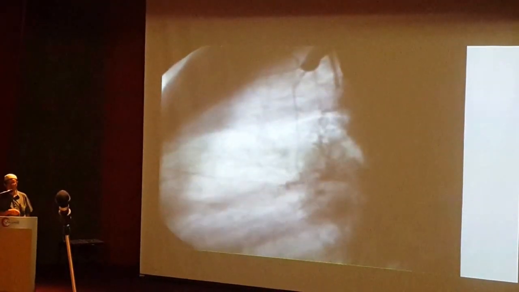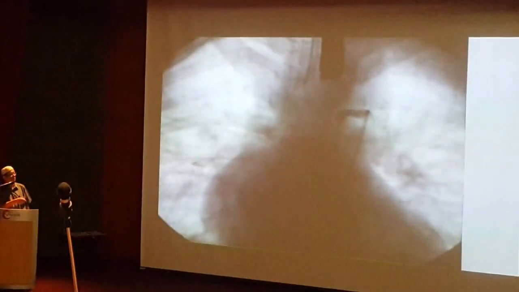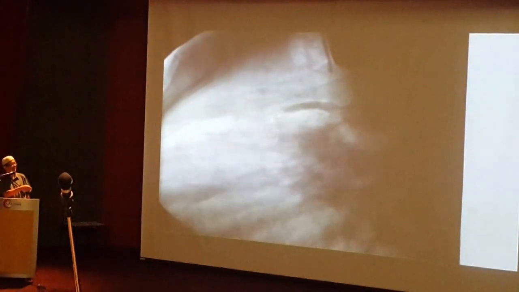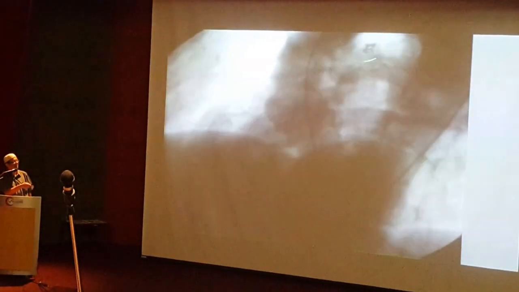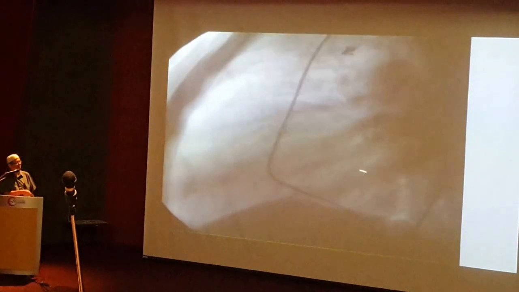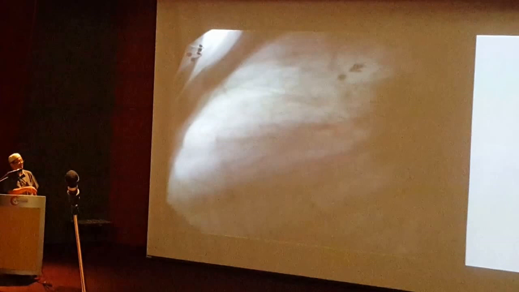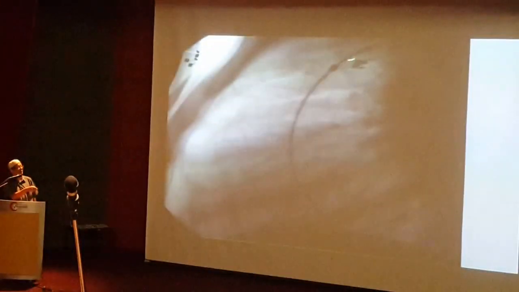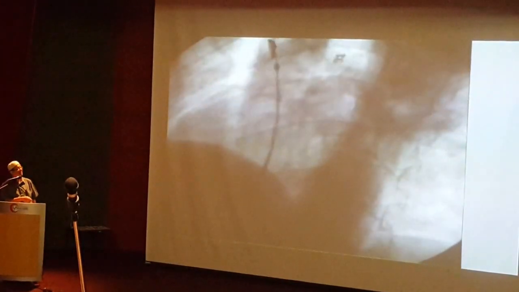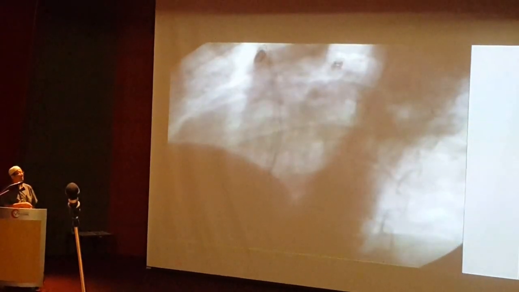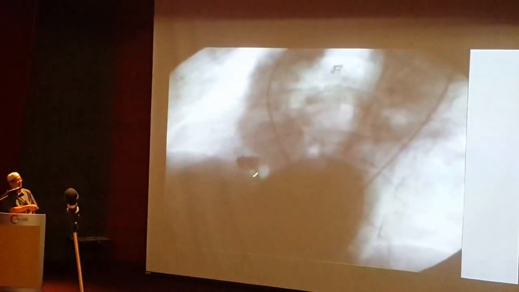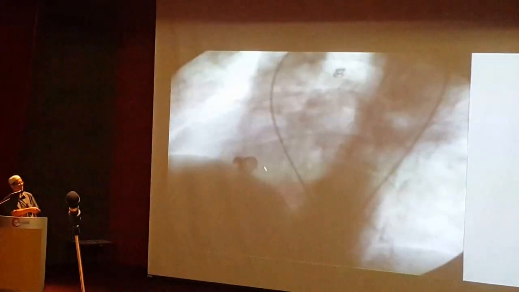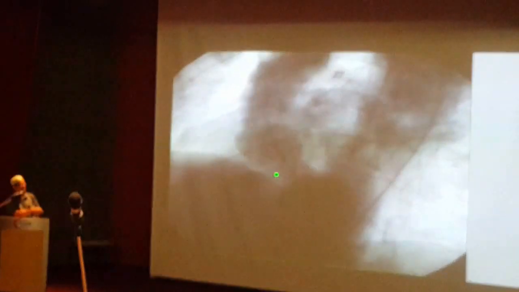This is an example of how we close a VSD. We actually did two procedures in one. We closed the PDA here, an unusual type of PDA, but we still closed it. You can see there's a coil sitting here. Then we passed a wire from the right ventricle, IVC, through the defect and into the aorta. This is the device coming out. The device is now sitting in the perimembranous VSD defect with an aneurysm, and we've closed it.